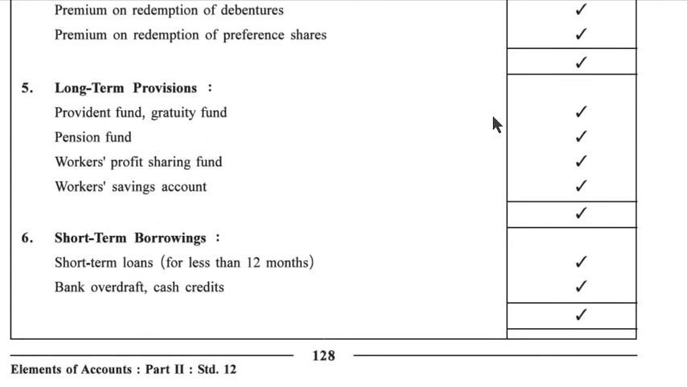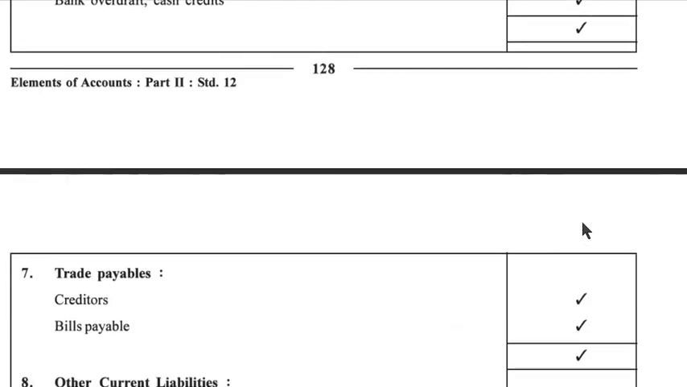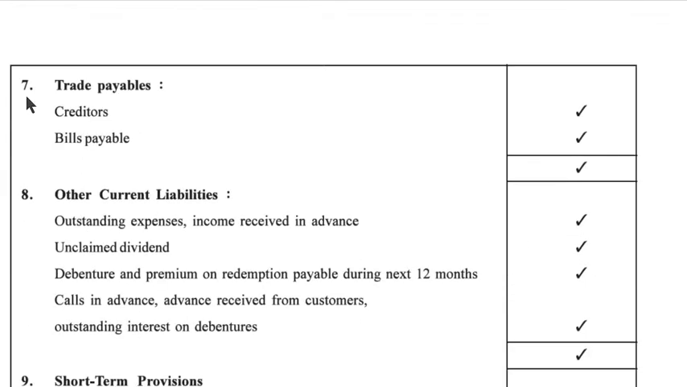Long-term provision: provident fund, gratuity fund, pension fund, workers profit sharing fund, and workers saving account, afterward total. Now sixth one, short-term borrowing: short-term loans for less than 12 months, bank overdraft, cash credit, and afterward total. Seventh one, trade payable: creditors, bills payable, and total.